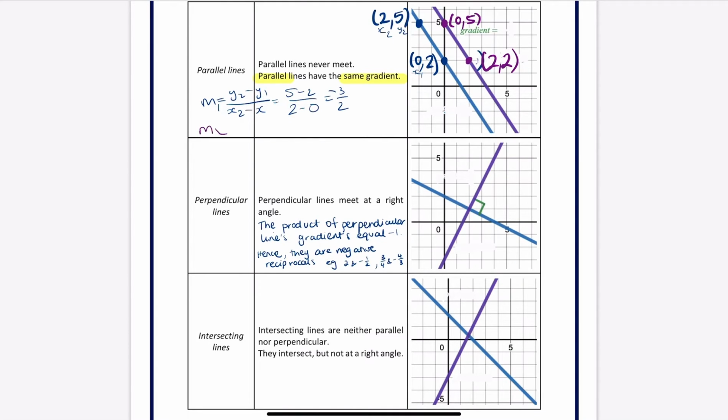So the gradient of our purple line is equal to y2 minus y1 over x2 minus x1. Our x1, y1 is here. Our x2, y2 is here. So our y2 is 5 minus 2 over 0 minus 2, which equals negative 3 over 2 again. Our rise is 3, our run is 2. These have the same gradient. Therefore these two lines are parallel.